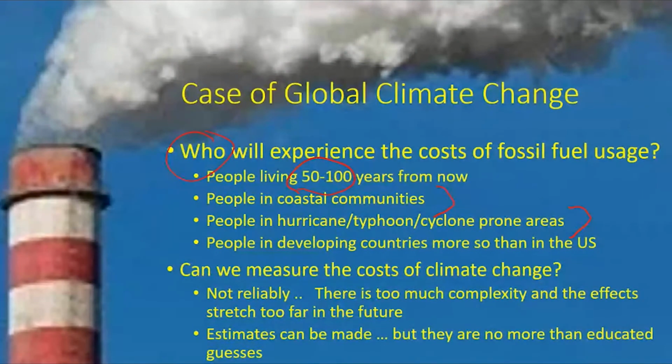It's going to be people in hurricane, typhoon, cyclone prone areas that might experience the greater storms. It's going to be people more in developing countries, they say, that are more likely to suffer the negative effects of climate change than people in developed markets or countries like the United States. So the distribution of who's going to be affected, again, is not really in the here and now, and it's also not really in the United States or in the developed economies themselves. It's going to be people elsewhere that are going to be most affected as a result of this.